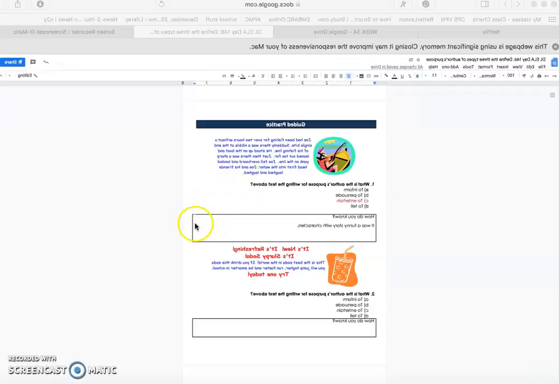I believe it is to entertain. How do I know? It was a funny story with characters.